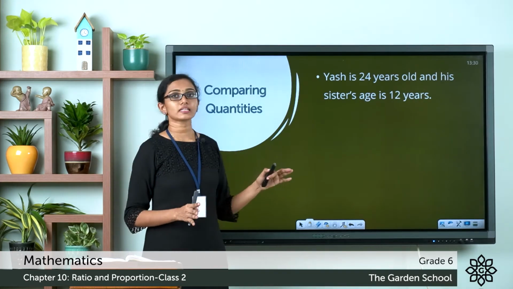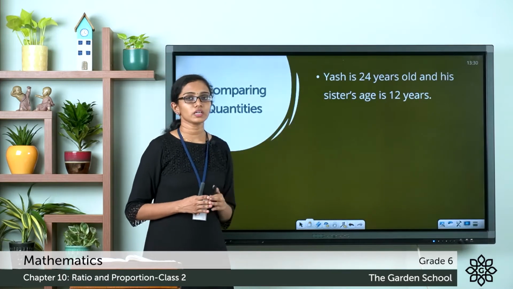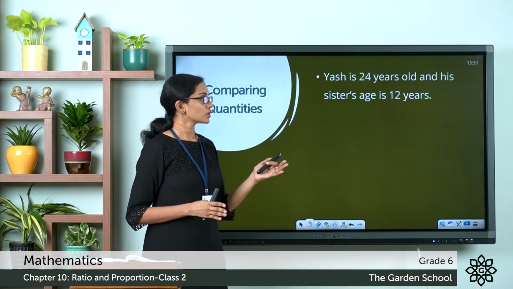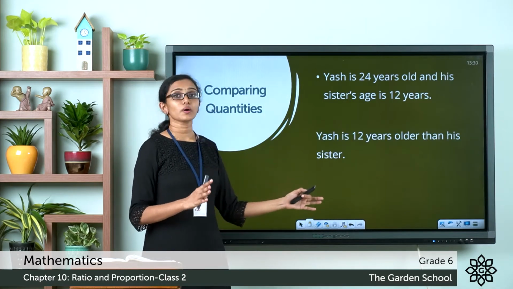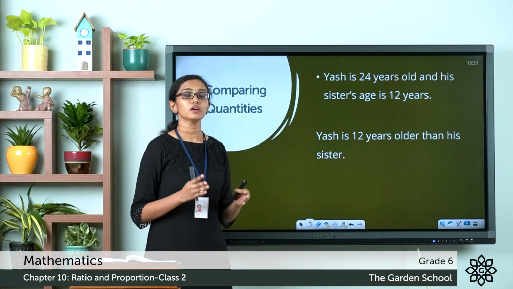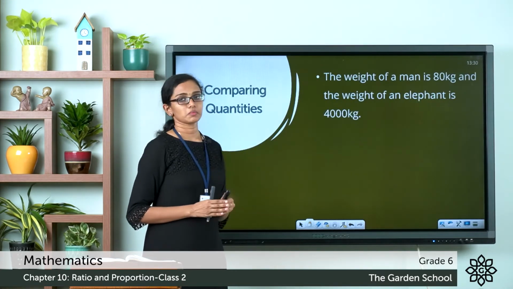See, I'm going to take the difference between their ages. So Yash is 24 years old and his sister is 12 years old. So when you take the difference, you'll see that Yash is 12 years older than his sister. That is 24 minus 12, 12 years older than his sister. Look at another statement here.